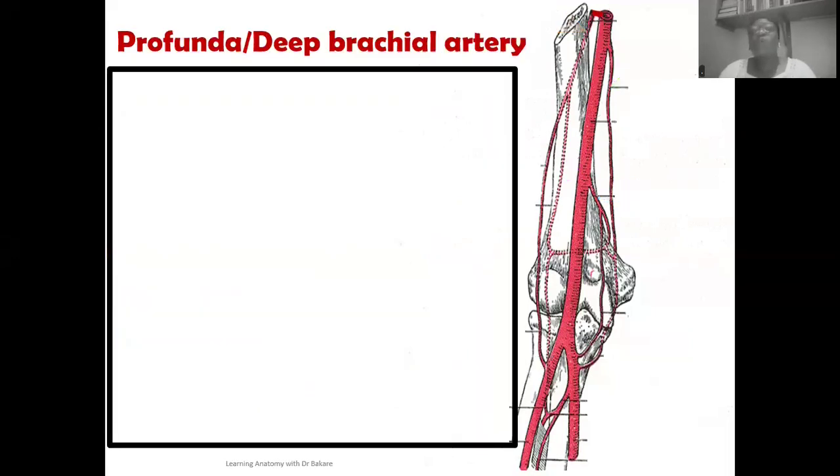So the first one we'll be looking at is the profunda brachial artery, which is also referred to as the deep brachial artery. It is the first and the largest branch of the brachial artery, and it is seen as a posterior emergence. If you use this image by the side, this is where we have the profunda or the deep brachial artery. And you see that this artery is, of course, a posterior emergence.